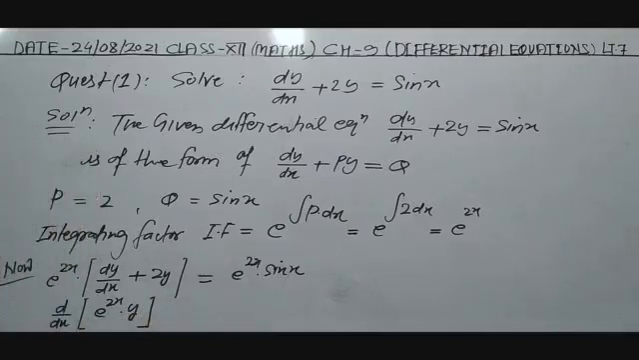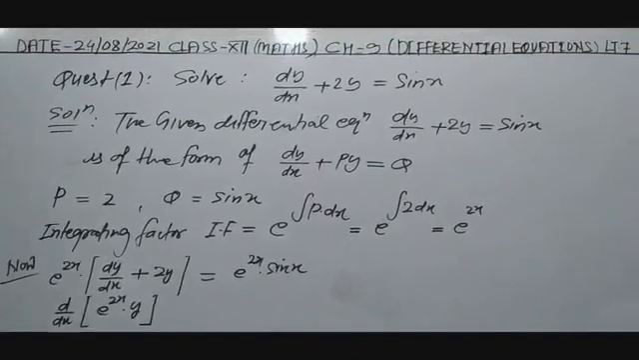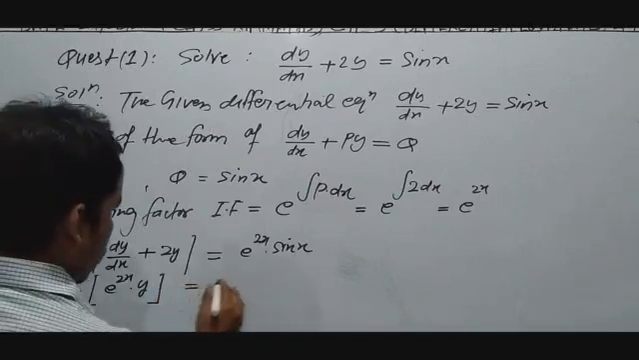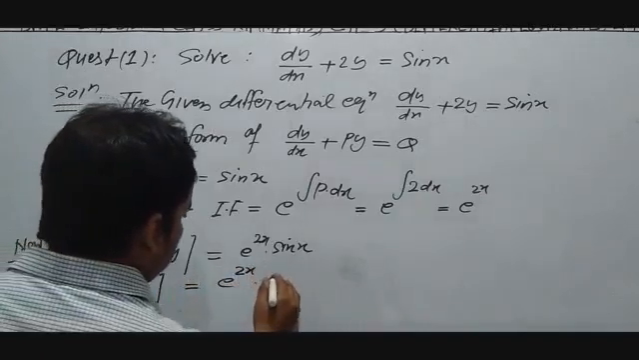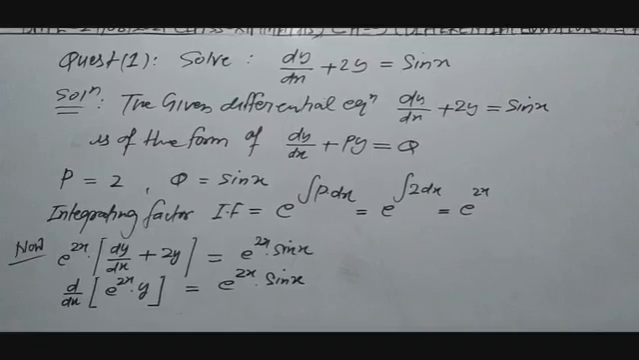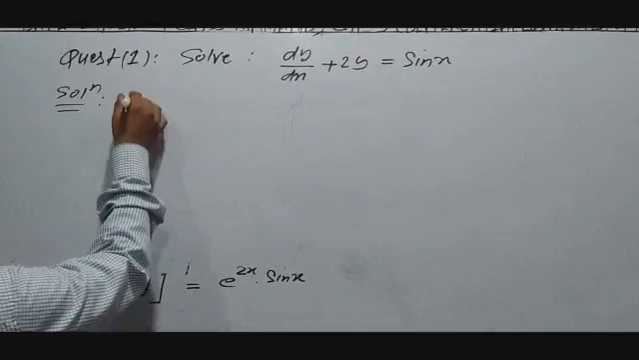Now you can differentiate. When you differentiate, you get the same values, that is e to the power 2x dy by dx plus 2y e to the power 2x. Now copy the right side, e to the power 2x into sin x. Now we have to integrate both the sides. See, this is the last step. Now we have to integrate.